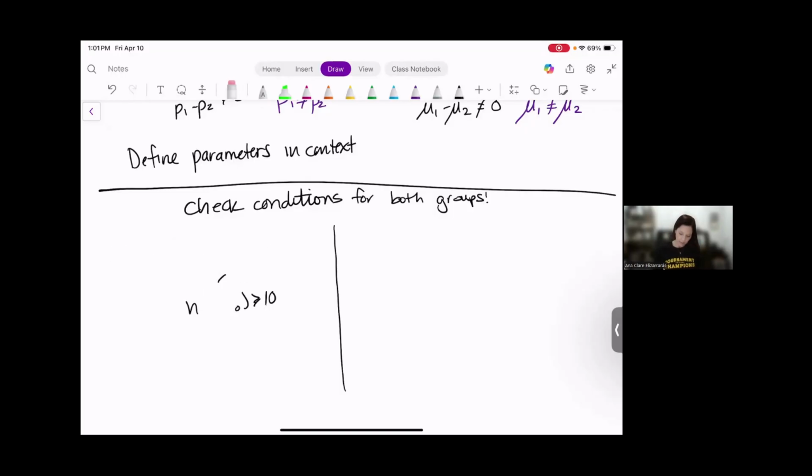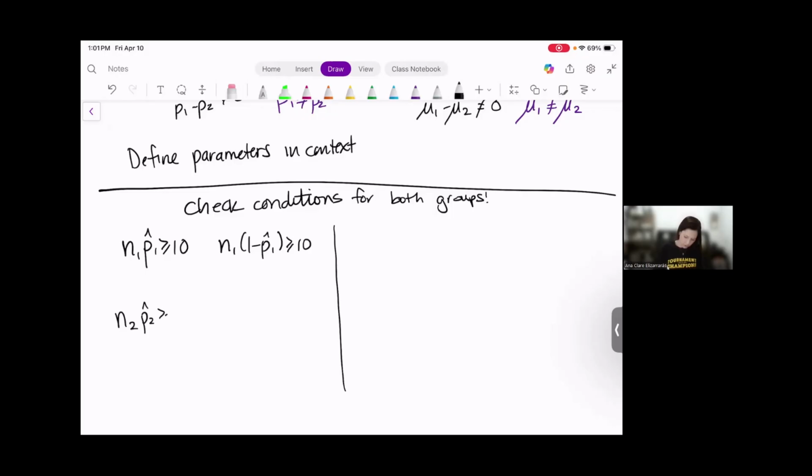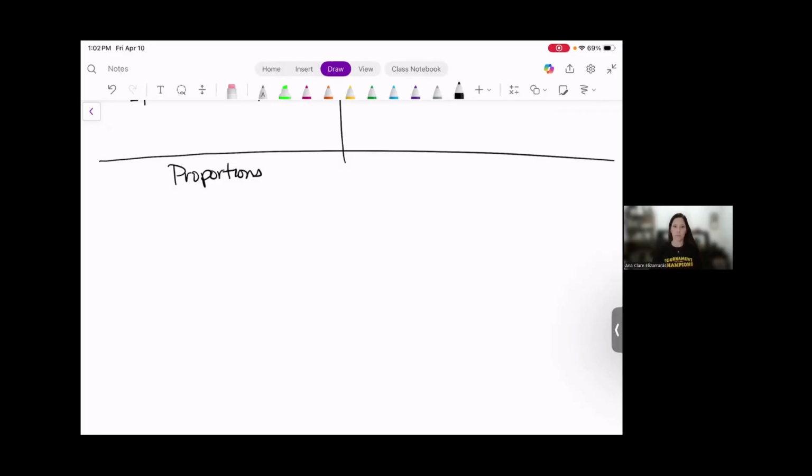So this looks like sample size 1 times the sample proportion, sample size 1 times the complement of that. This is successes and failures. Sample size 2 and its proportion, and sample size 2 and the complement is going to give you your successes and failures. Checking conditions for normal, for means, either the populations are normal, the sample sizes are large enough, or you're graphing. That does not change.